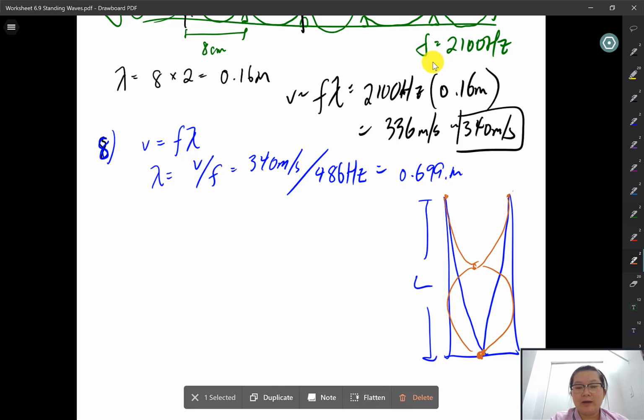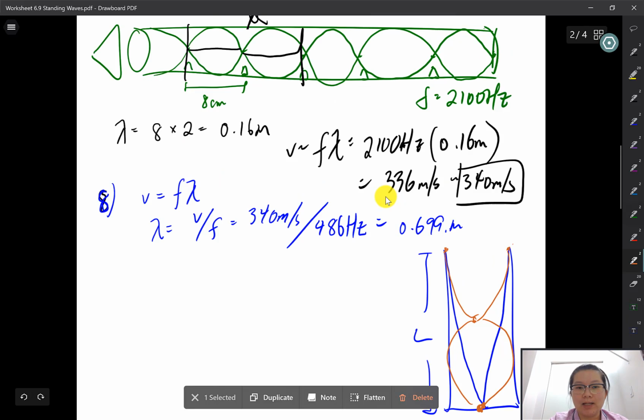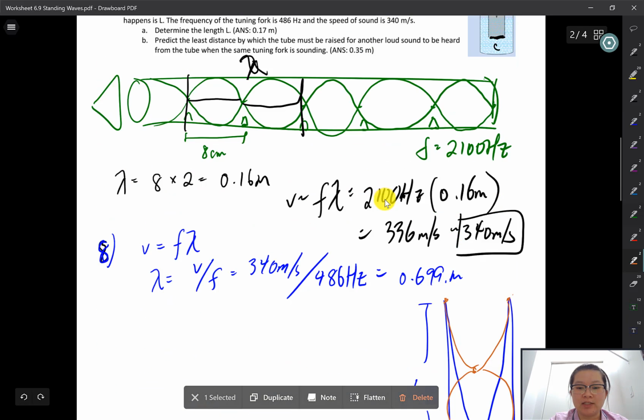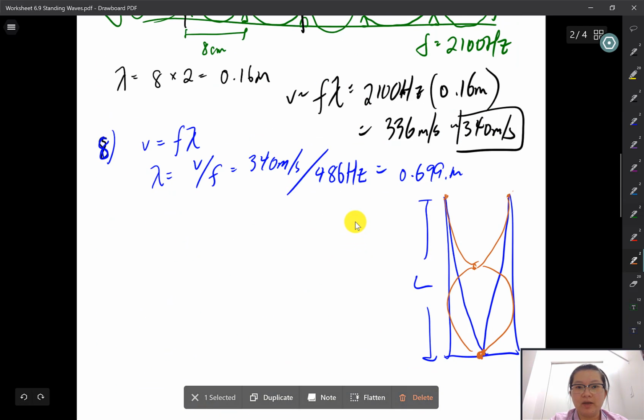Okay? But in this case, we want the shortest length. Okay, so meaning we need to fit fewer wavelengths inside this tube. So it's not going to be our orange case. It's probably going to be our blue case, where we fit this one. In fact, that is actually a quarter of a wavelength here.